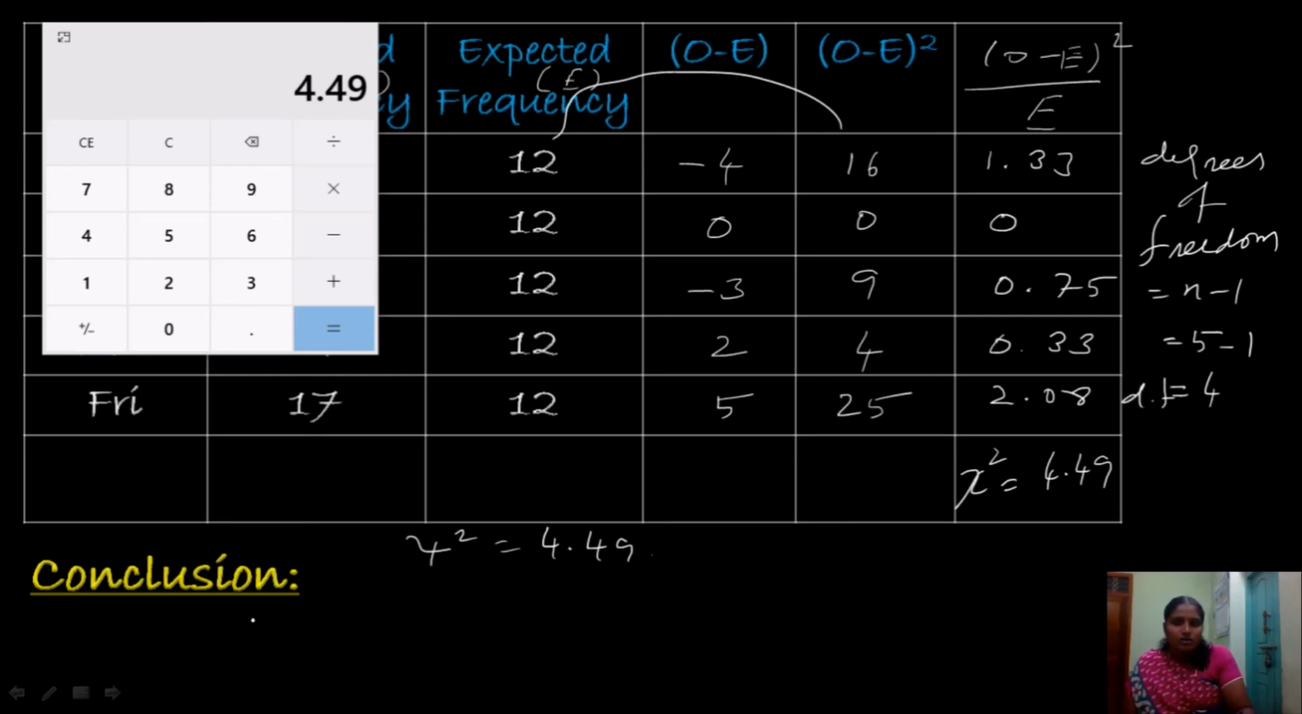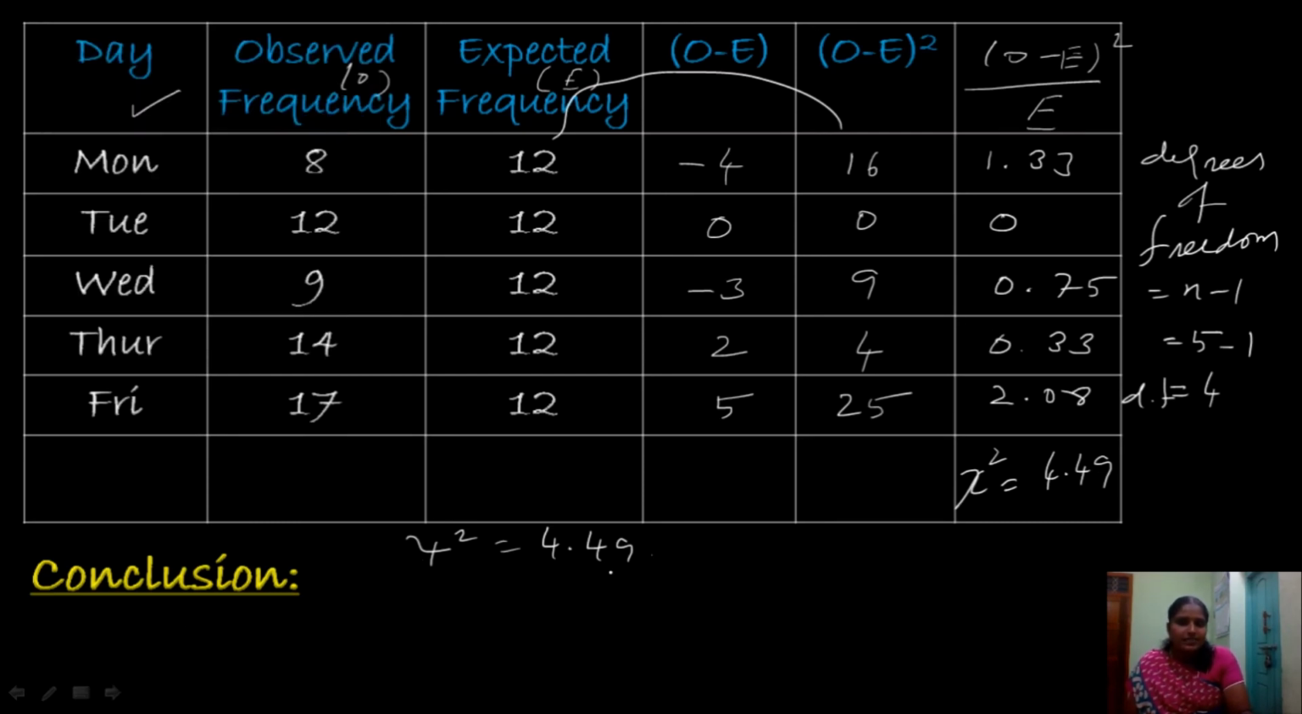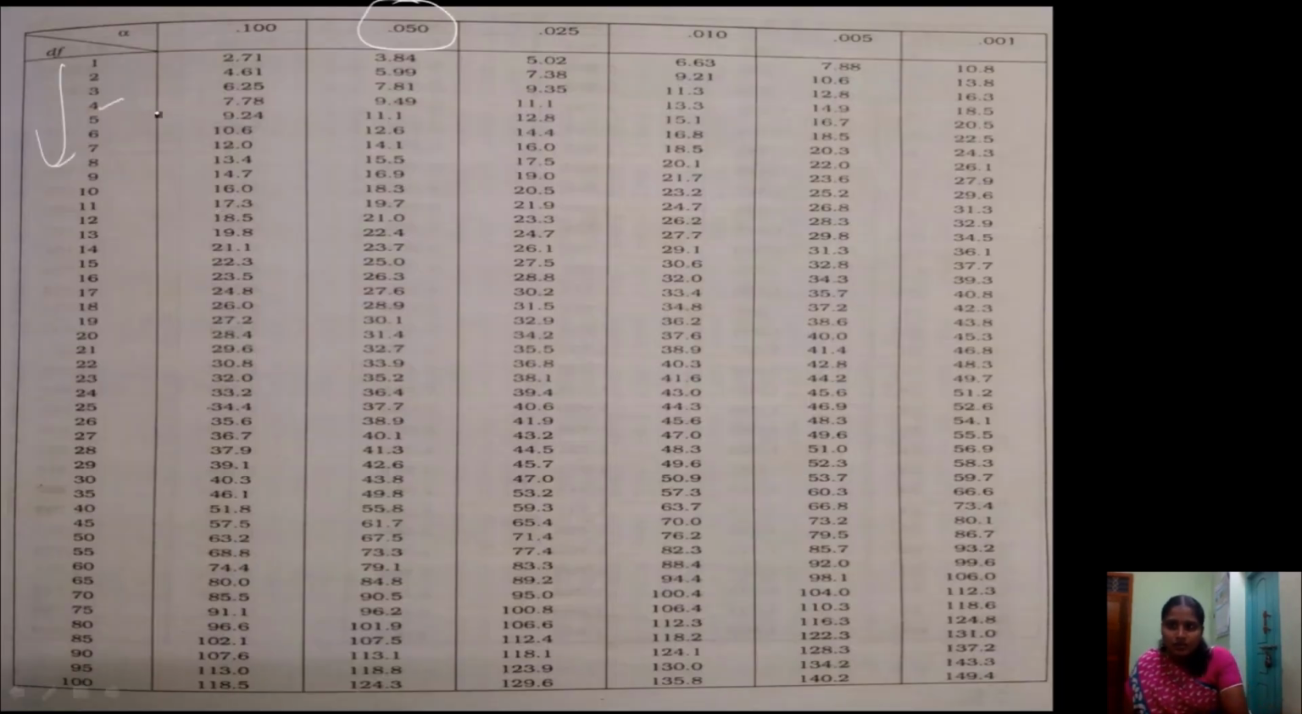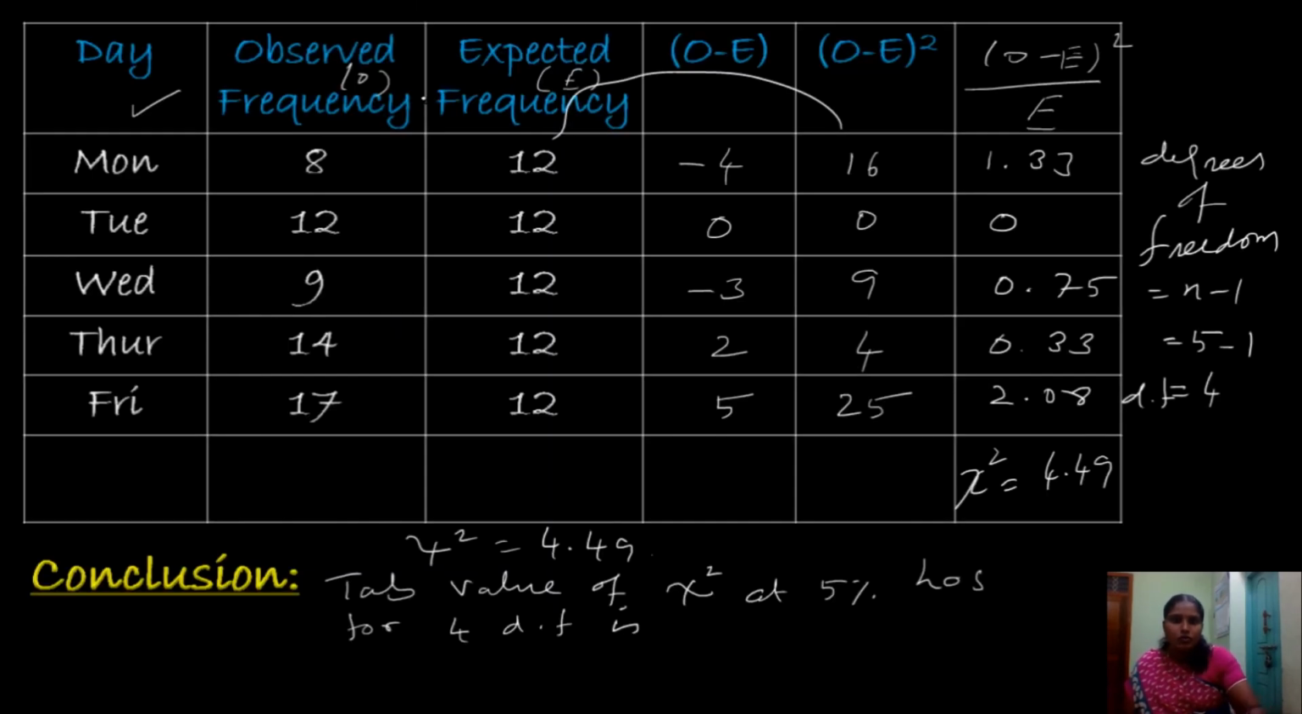Now let us compare this calculated value with the table value. That is our calculated value of chi-square. Now let us find out the table value of chi-square at 5% level of significance for 4 degrees of freedom. Let me show you the table. For 4 degrees of freedom and 5% level of significance, we get 9.49.